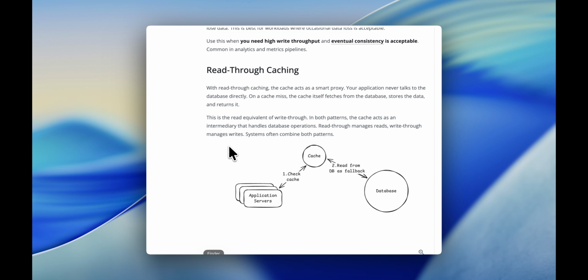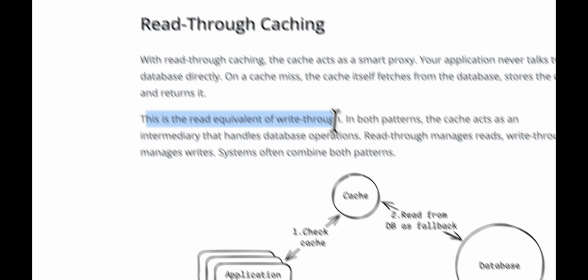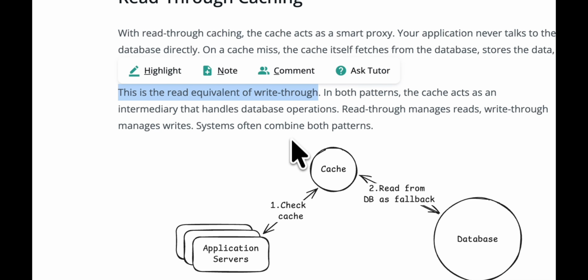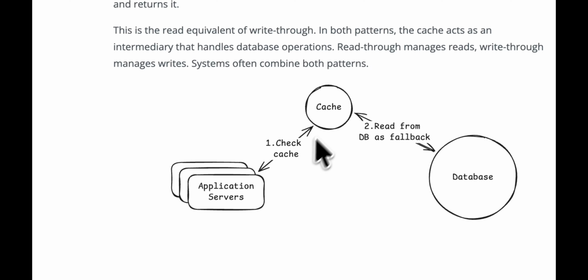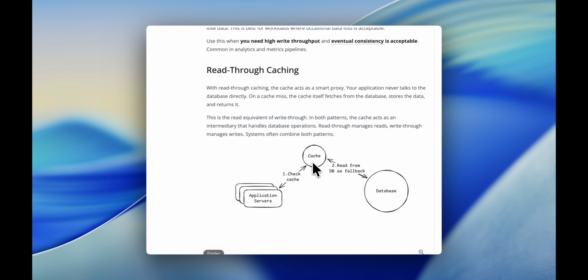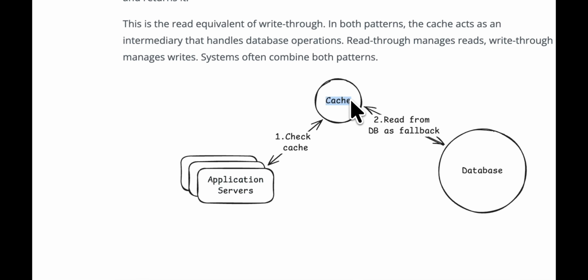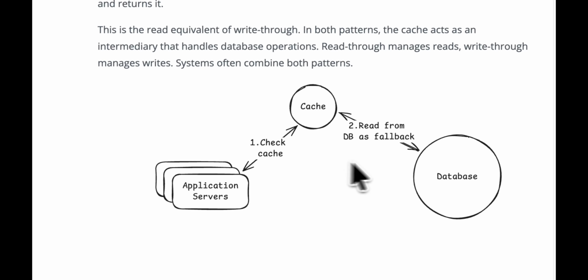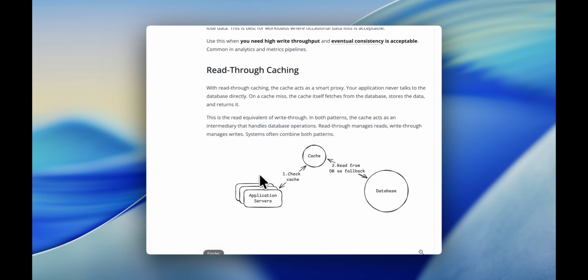It is basically the read equivalent of write through, and it works the same way. It accesses the cache, and if the data is not available, then it reads it from the database as a fallback, loads it inside the cache, and from the cache you get the data. So this is how it is managed.